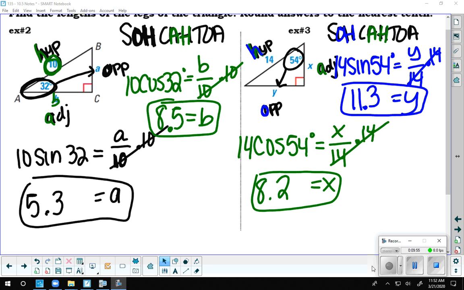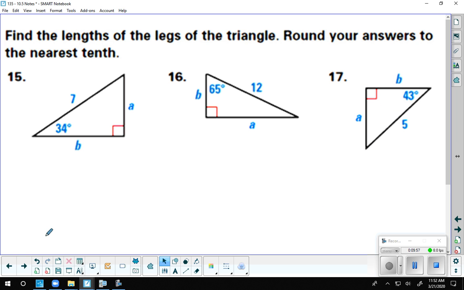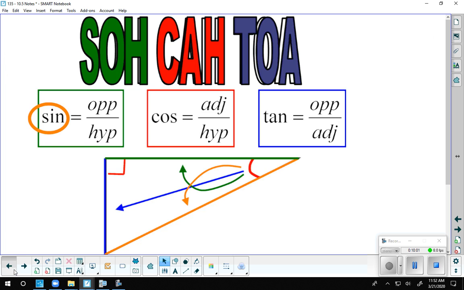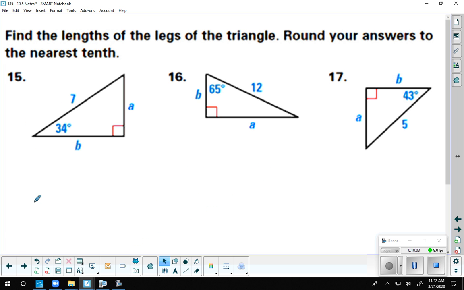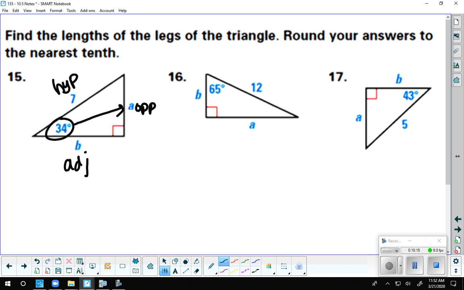Now in your notes, there are three "you try" problems, which I will just go through with you. Find the lengths of the legs of the triangle. Take your known angle and label your three sides: the hypotenuse is across from the 90-degree angle, this is the opposite side, and this is the adjacent side. I'll write SOHCAHTOA here. Well, that was messy. Let's redo that.